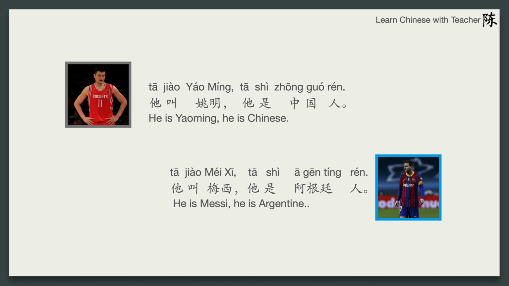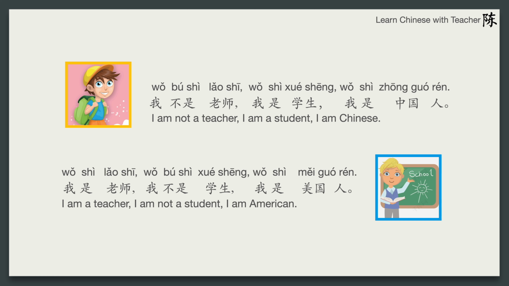Reading practice. Please read after me. 他叫姚明，他是中国人。他叫梅西，他是阿根廷人。我不是老师，我是学生，我是中国人。我是老师，我不是学生，我是美国人。Okay, that's all for lesson 3.